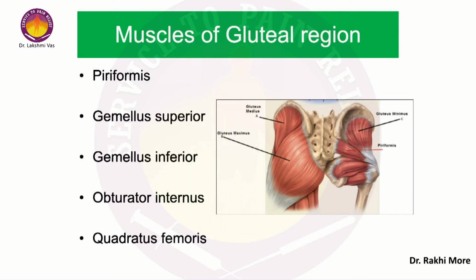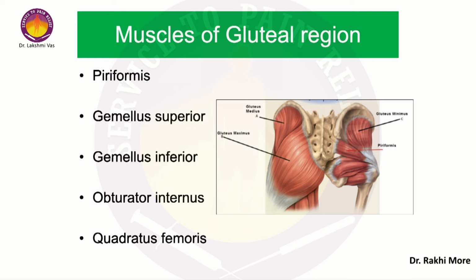Deeper to the gluteus maximus, we can see the piriformis, the gemellus superior, gemellus inferior, obturator internus, and the quadratus femoris. So these are all the small muscles which are placed below the cover of the gluteus maximus. So piriformis takes origin from the inner aspect of the sacrum. It comes out through the greater sciatic notch and it will get inserted on the tip of the greater trochanter.